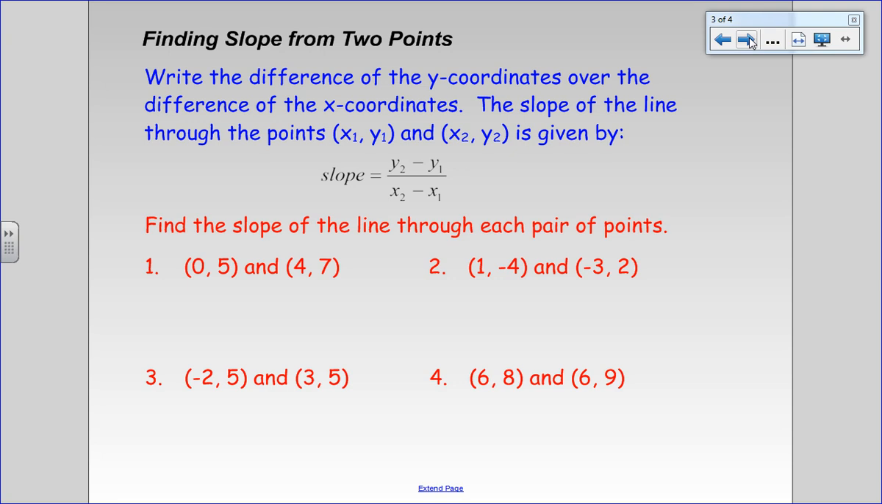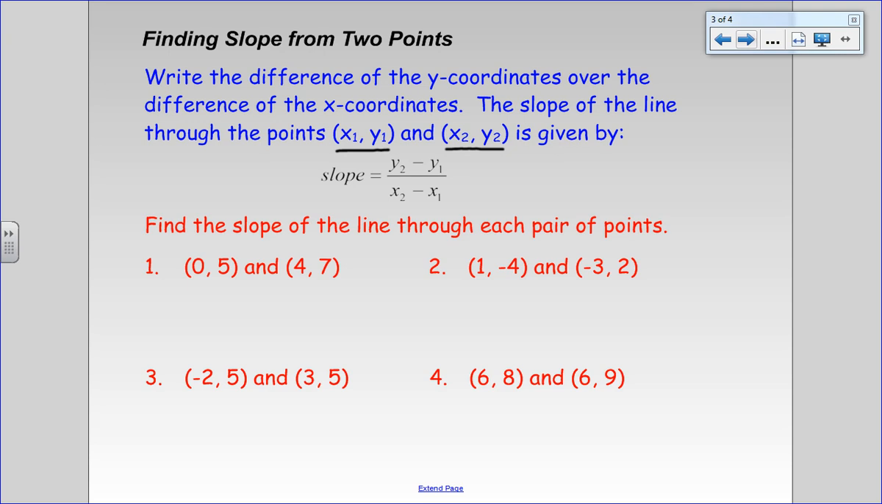It's also possible to find the slope of a line when given 2 points on the line, without having access to the graph. In order to do this, we write the difference of the y-coordinates over the difference of the x-coordinates. So the slope of the line through the points (x sub 1, y sub 1) and (x sub 2, y sub 2) is given by the equation shown. The quantity y sub 2 minus y sub 1 divided by the quantity x sub 2 minus x sub 1. Let's look at some examples.